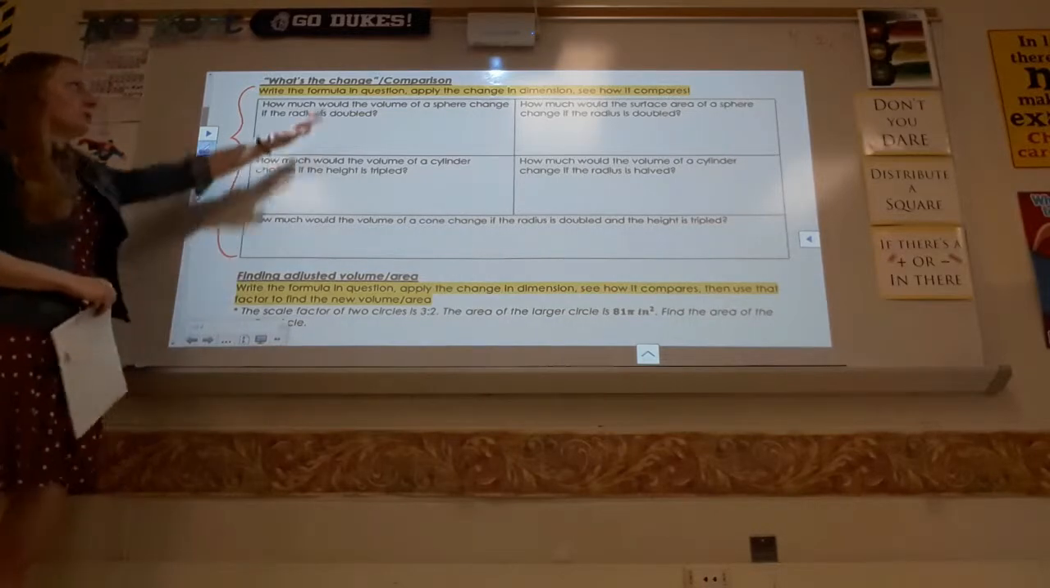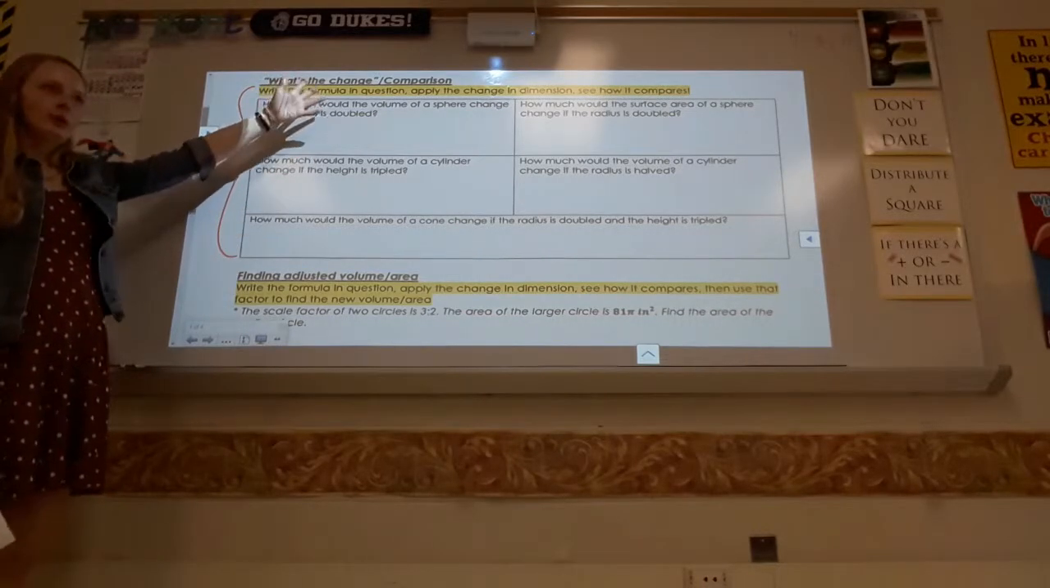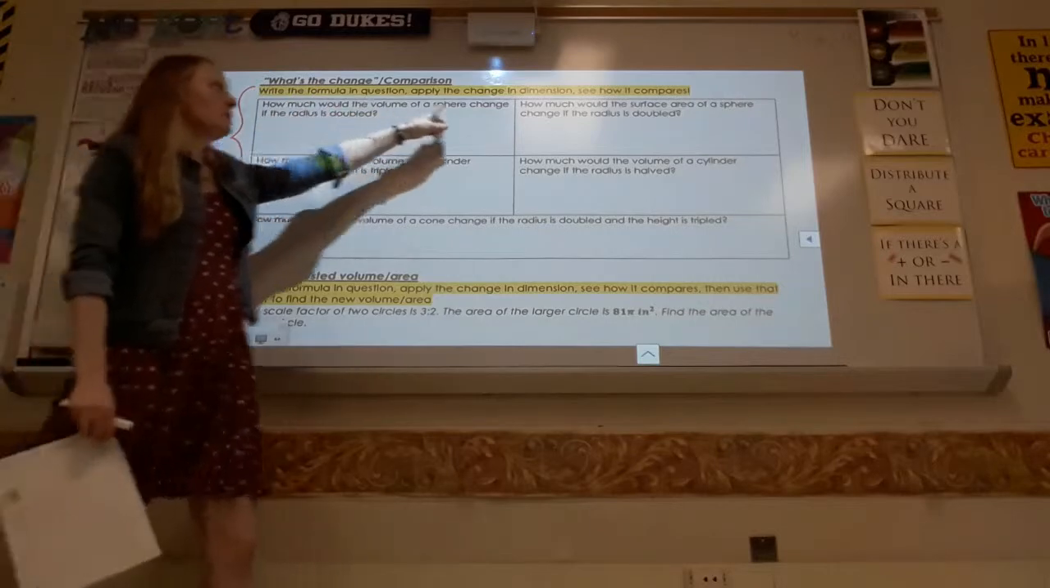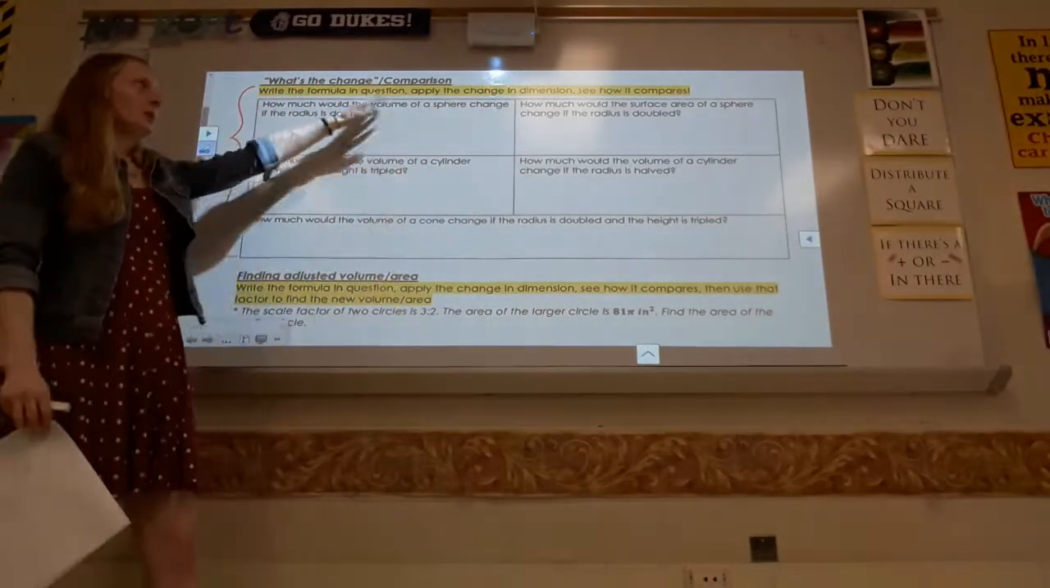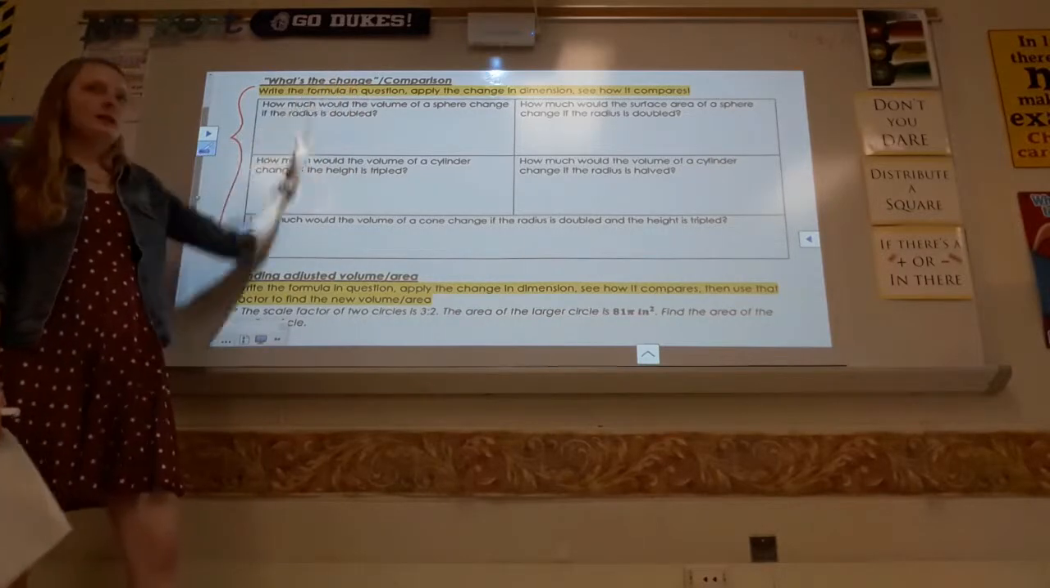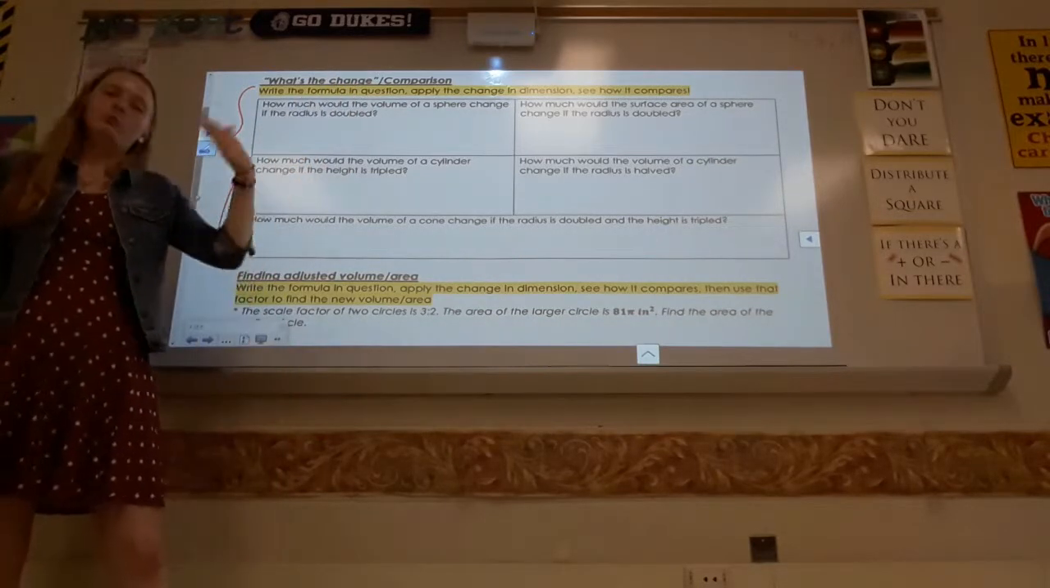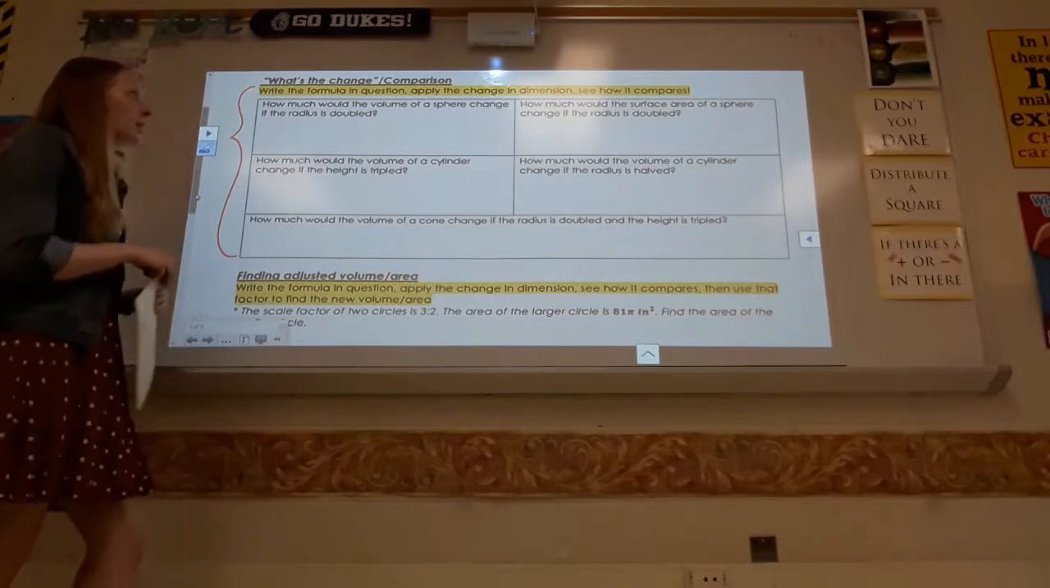What you're going to do is write the formula in question. So what are we trying to see is changing? You're going to apply the change. So is the radius 2 times as big? Is the height 3 times as big? Whatever. You're going to apply that to the formula and then see what the change is compared to the original.